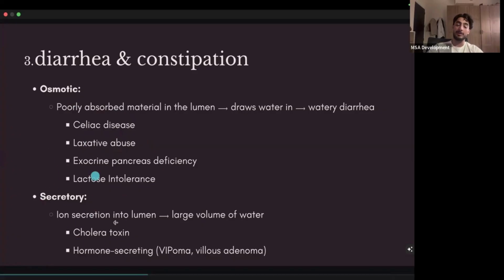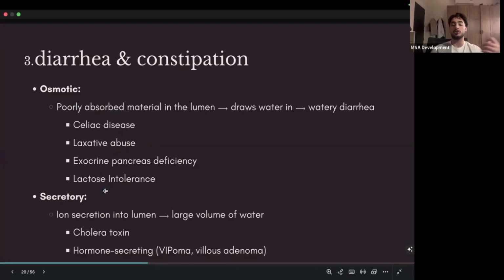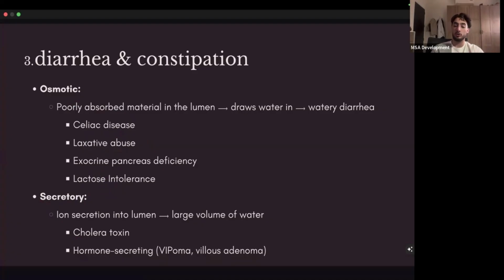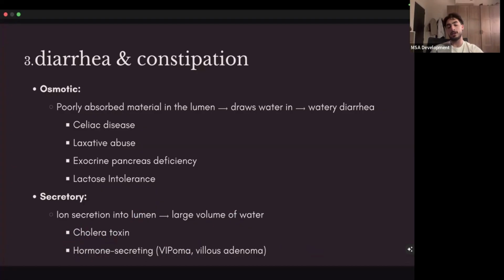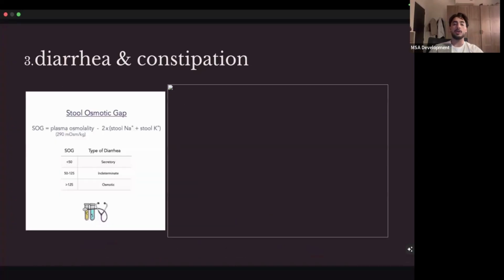Okay. And secretory is basically anything that's going to cause, just like I mentioned before, secretion of ions into the lumen that's going to draw in a lot of water with it. Okay. So it's not necessarily something that you're taking in, it's something that's being secreted into the GI tract. It's more so a lot of the times going to be things like hormonal. So via hormone secreting tumors like VIPoma or villous adenoma could cause a secretory diarrhea. Classically, cholera is going to be the first thing that you think of when you think of secretory diarrhea. Okay.